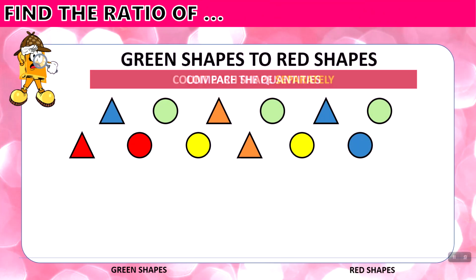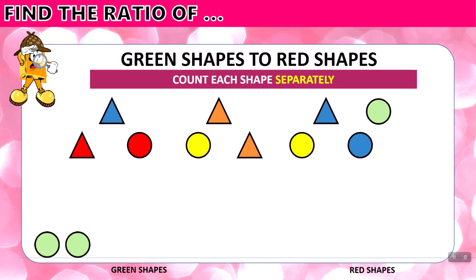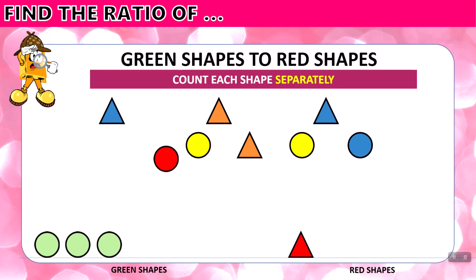Now let's find the ratio of green shapes to red shapes. So again, we compare the quantities by counting each shape separately. Let's put the green shapes on the left side. Here's one green shape, another green shape, and another green shape. And on the right hand side, the red shapes. And that is it. And so we count them now.